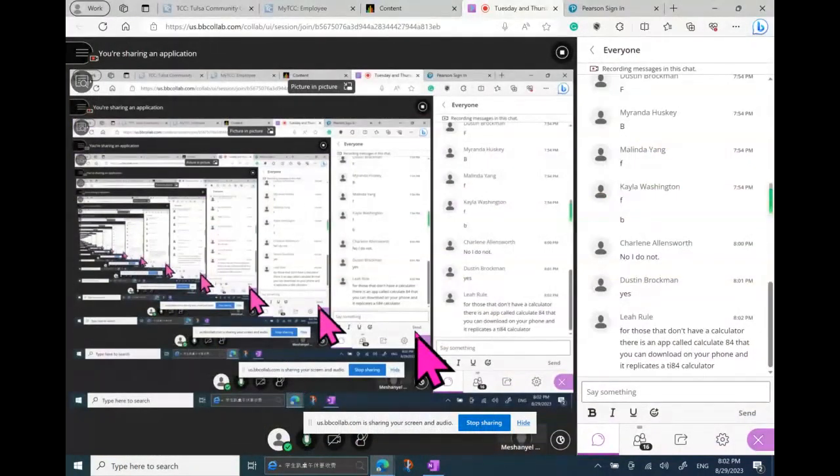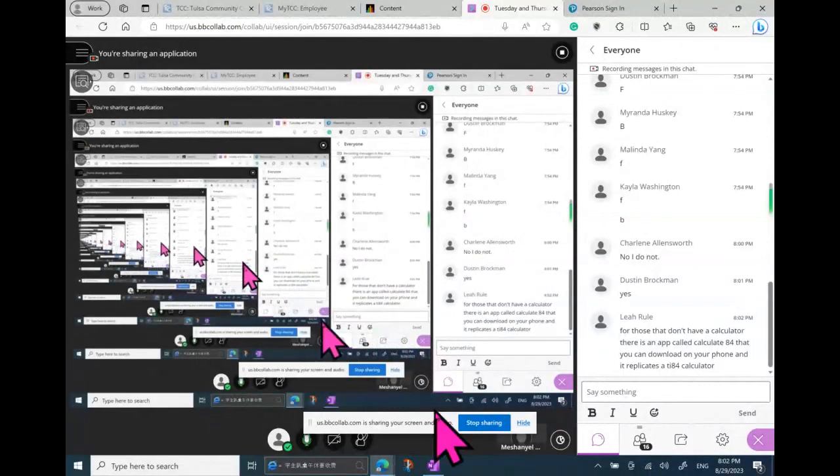For those that don't have a calculator, there's an app called Calculator 84 that you can download. But you cannot use that for the test for sure. Cell phone is not allowed. You can do that when you're doing the homework.